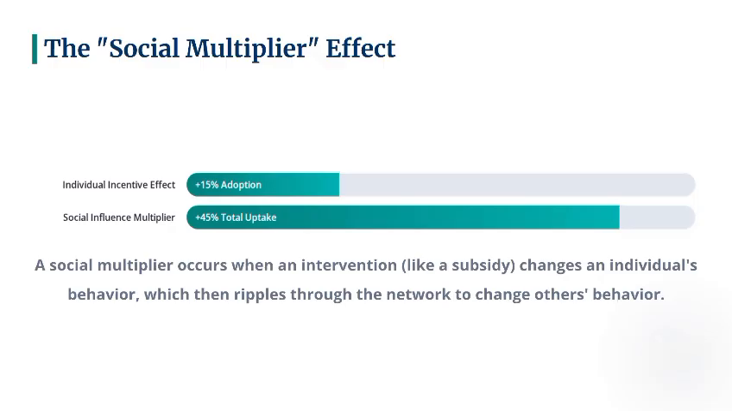A social multiplier occurs when an intervention like a subsidy changes an individual's behavior, which then ripples through the network to change others' behavior. As you can see in this diagram, the individual incentive effect is 15%, meanwhile the social influence multiplier is 45%.